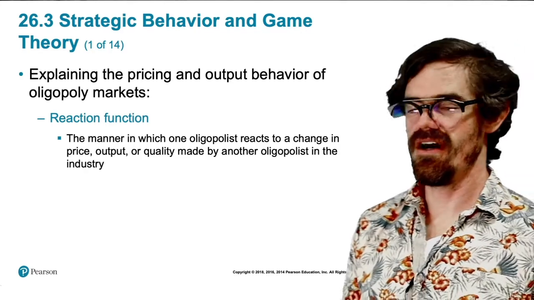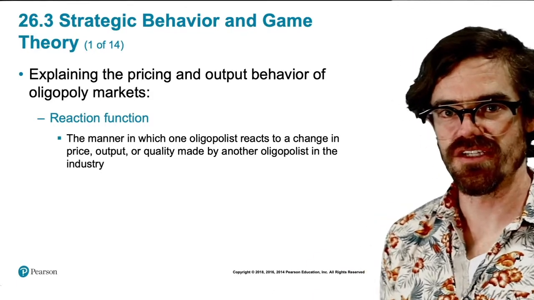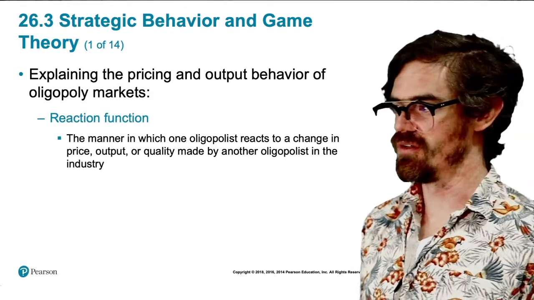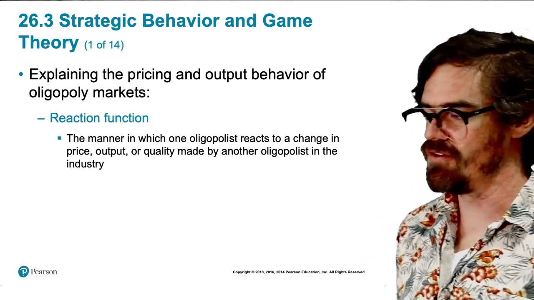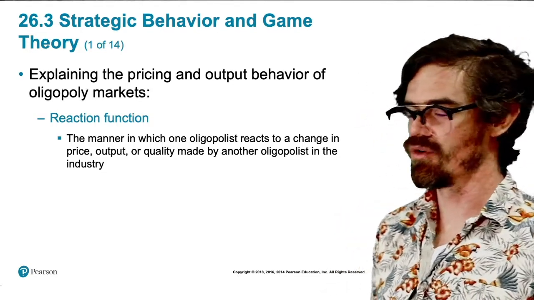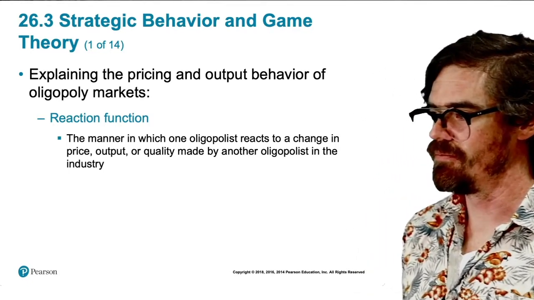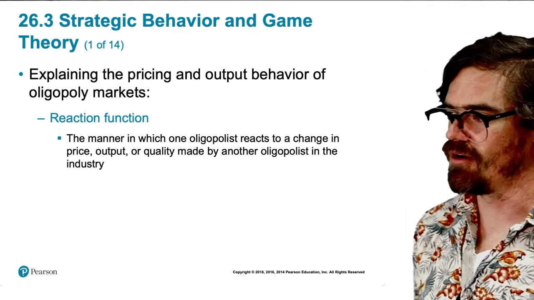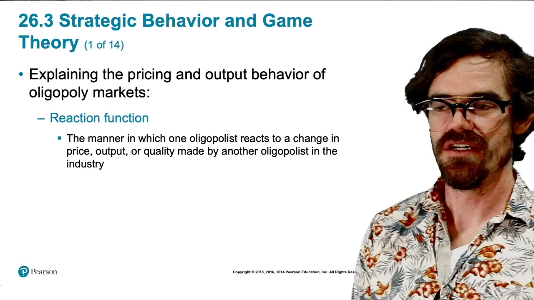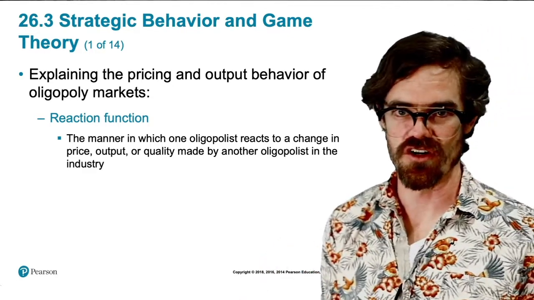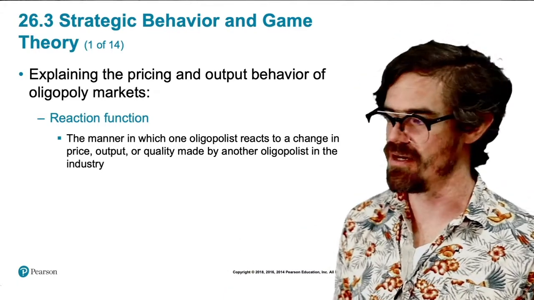All right, so now we're going to look at strategic behavior, which we've talked about arises out of oligopoly because there's so few firms, and how it relates to something called game theory, which maybe you've heard something about before, but we're going to talk about strategic behavior and game theory in this section. So when we're trying to explain the pricing and output behavior of oligopoly markets, we're basically talking about something called a reaction function, which is really at the heart of the interdependence going on in these types of industries.